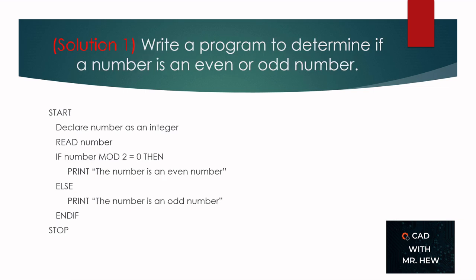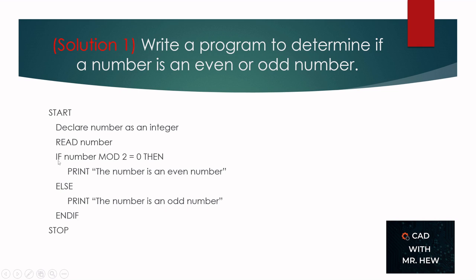So this is the pseudocode algorithm for our program to determine if a number is an even number. Okay, the next step in our video is to determine if the number is an even number or an odd number. There are two solutions to this problem. So we're going to use our pseudocode again to represent our algorithm. So we have start. We declare the variable number as an integer, right? Then we read the variable, which is number.